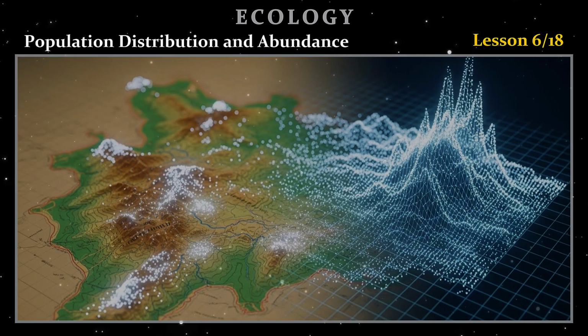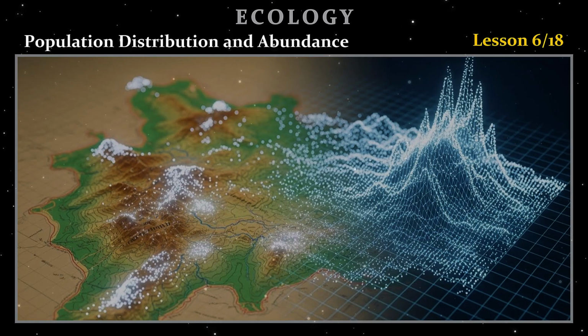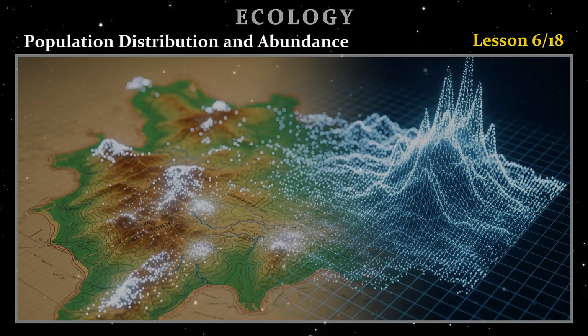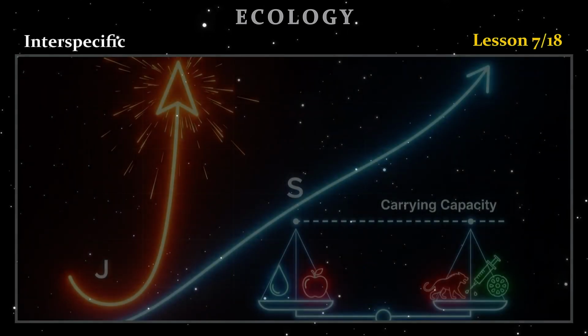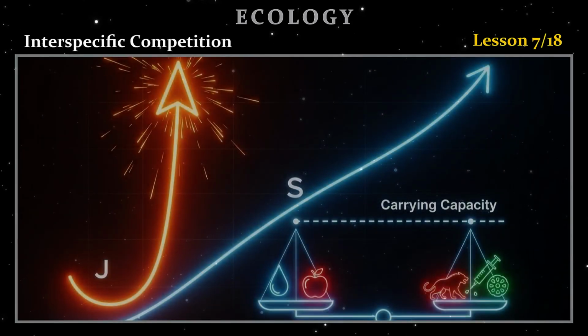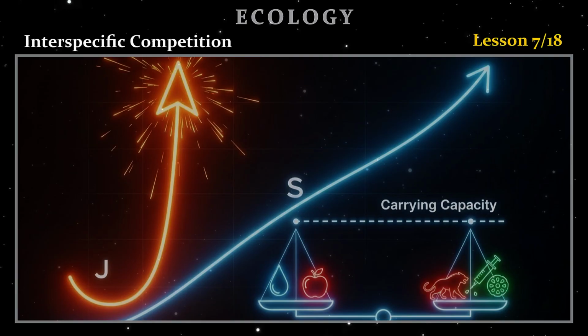To understand the future of these groups, we must add the element of time. We must look at birth rates and death rates. We must understand the mathematics of explosion and collapse. Our next lesson takes us into the calculus of life. Lesson 7. Population growth and regulation. We will now look at the engine of abundance.